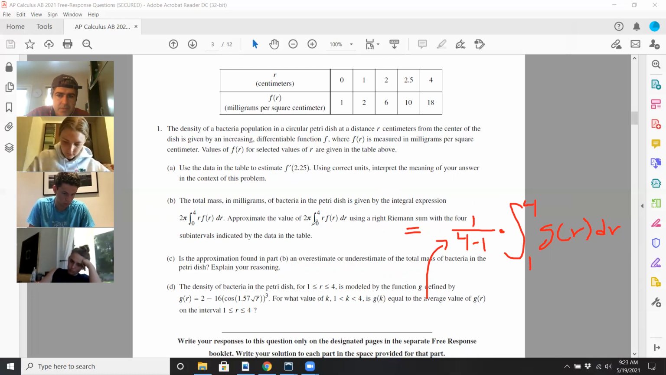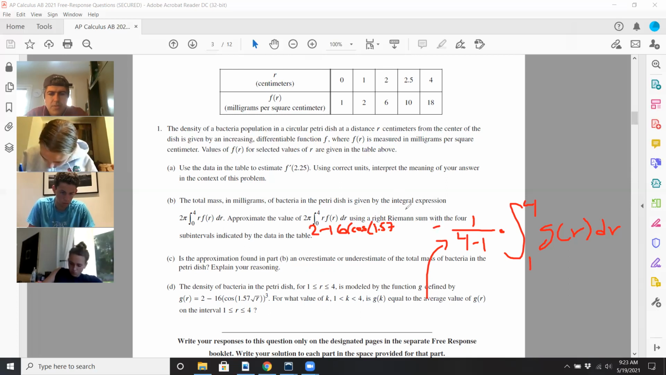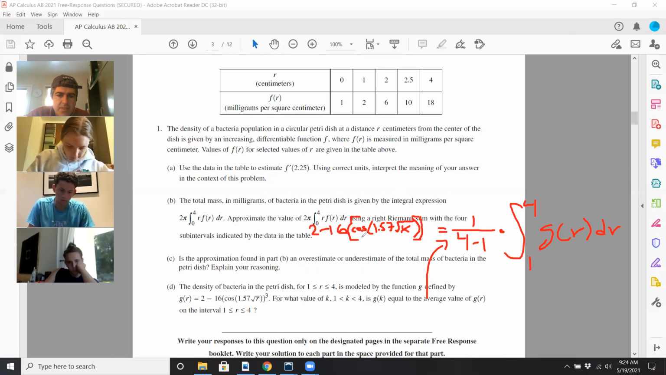Or 2 minus 16 cos, 1.57 root K. Okay, so you're going to have to use the calculator, and what I would suggest you do is you store this as y1.